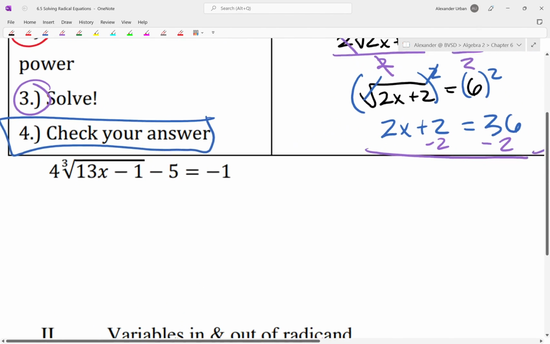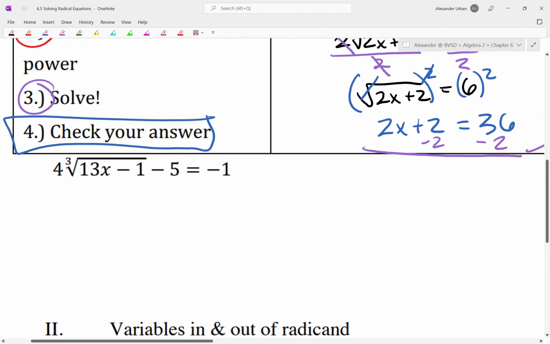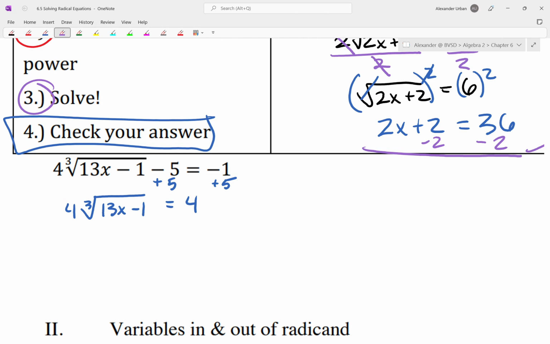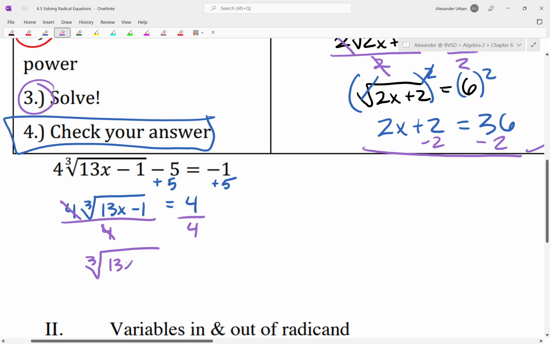Let's try this next example here. We have 4 times the cube root of 13x minus 1, minus 5 on the outside, is equal to negative 1. We're going to get the radical by itself by adding 5 to both sides. So now we have 4 times the cube root of 13x minus 1 is equal to 4. To get rid of the 4 in front of this root, we need to divide both sides by 4. That's gone. We now have the cube root of 13x minus 1 is equal to just 1.